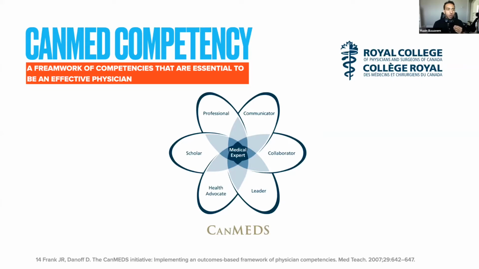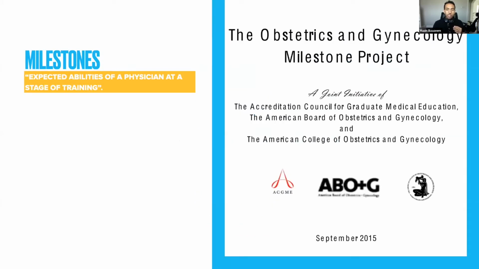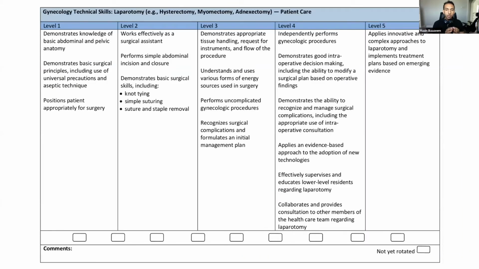The second thing is called milestones, which are basically the specific expected abilities of the physician at a stage of the training. This initiative of milestones was also adopted. This is an example by the ACOG, the American Congress of Obstetricians and Gynecologists, of the milestone projects. To make it easier to understand, I just put in an example. Basically, each milestone has different levels, and it's more specific.